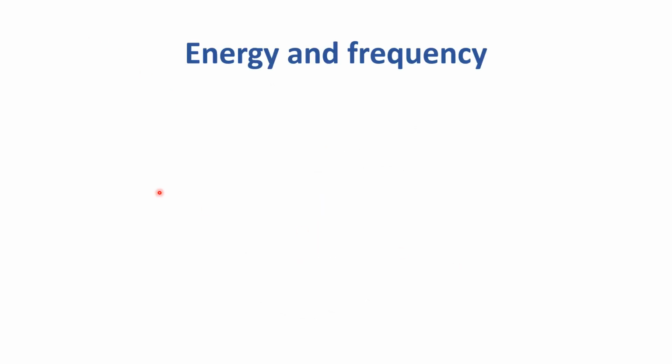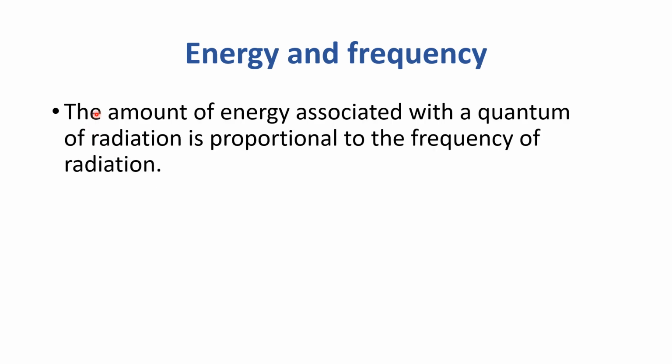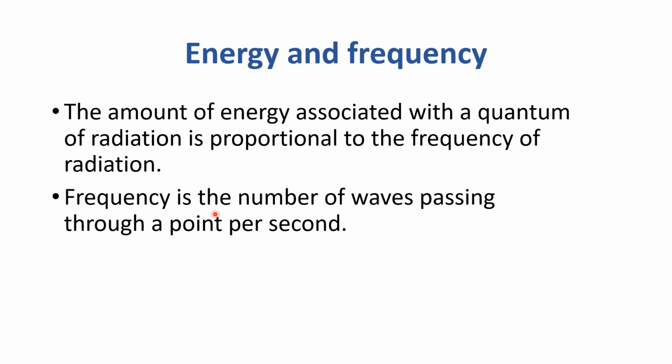And the next postulate is energy and frequency. The amount of energy associated with a quantum of radiation is proportional to the frequency of radiation. It means energy is directly proportional to frequency. Frequency is the number of waves passing through a point per second. So अगर हम first point को एक equation की form में लिखें, we will write E directly proportional to frequency. और जब हम proportionality का sign हटाएंगे तो फिर it will be h. So यहाँ पे एक proportionality constant आएगा, that is known as Planck's constant.